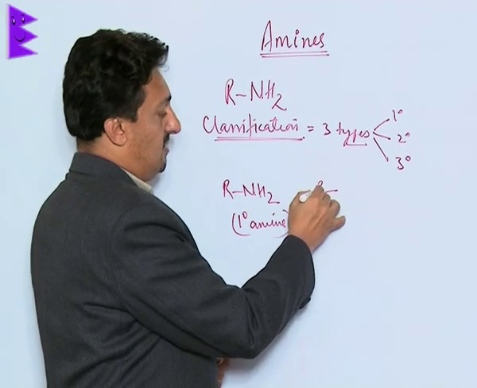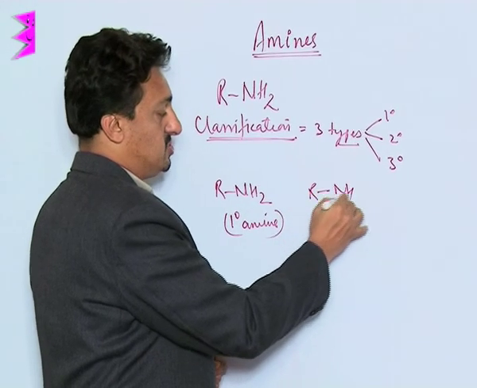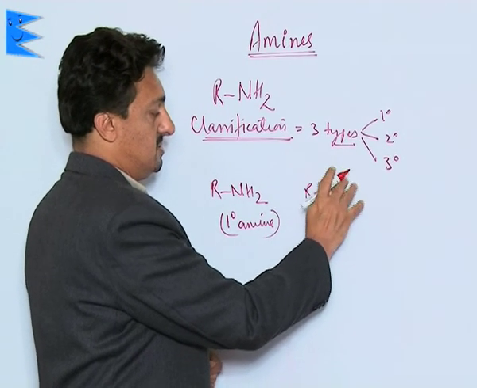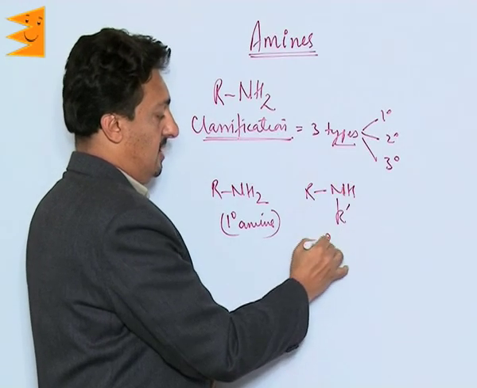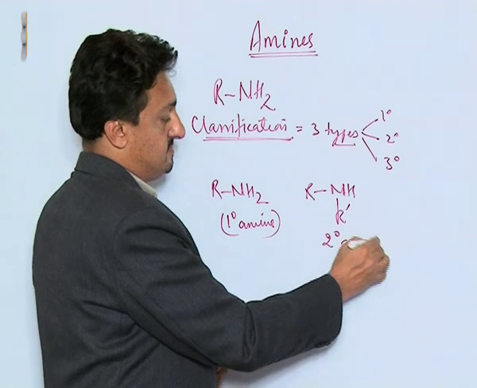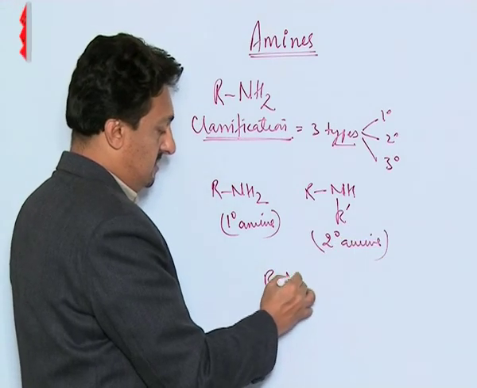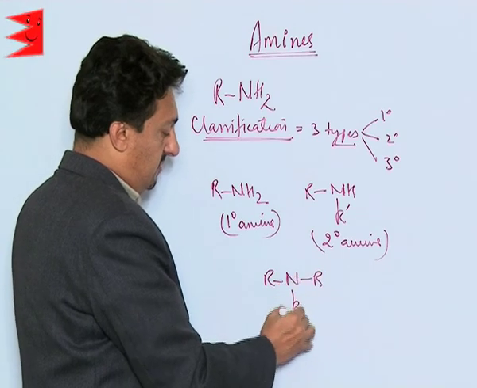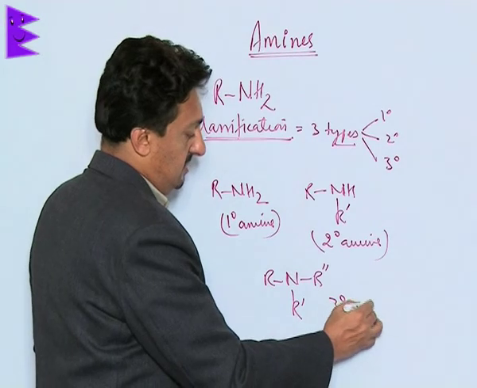If the amine has two R groups attached to the nitrogen, like this, we call it a secondary amine. And if there are three R groups attached to the nitrogen, it's called a tertiary amine.